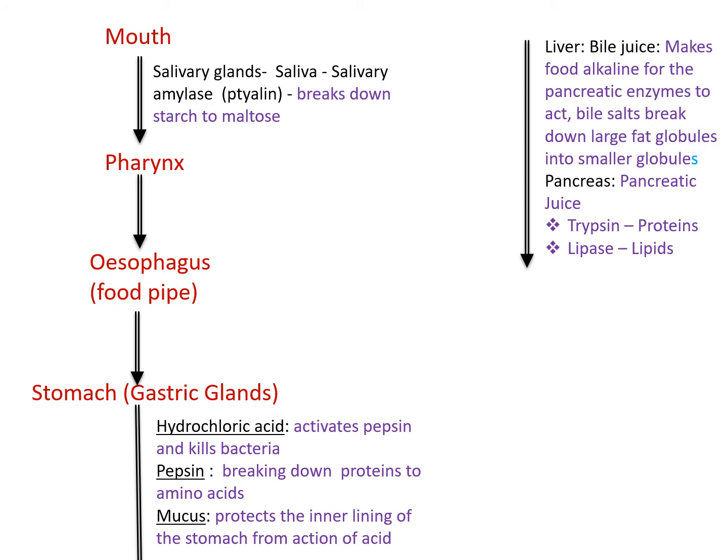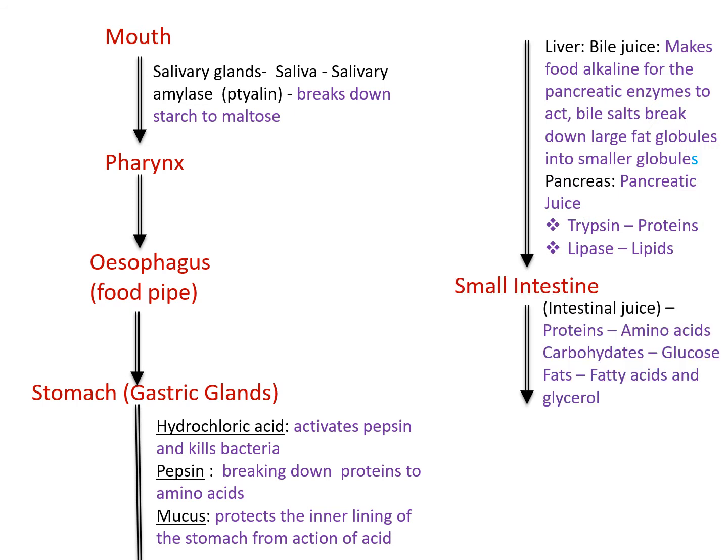The food from the stomach then enters into the small intestine. Before it enters into the small intestine, the food is mixed with the bile juice which is secreted by the liver. Bile juice makes the food alkaline for the pancreatic enzymes to act.